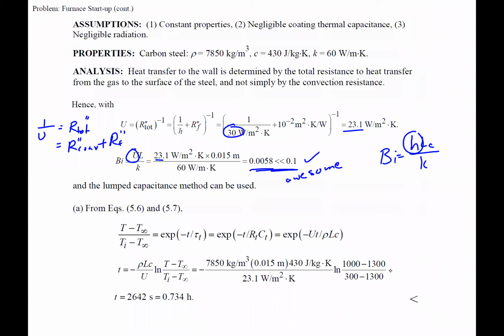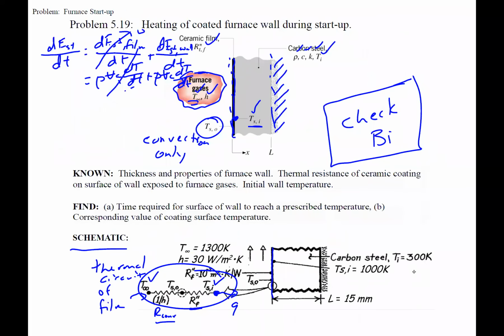And that's what you see here. The time constant is being plugged in, and the values are there. So we rearrange this equation right here for time, and that's where the natural log comes in. We're just rearranging and solving for the time with all the parameters now. Plug in, chug, and we get 2,642 seconds or 0.734 hours. So that was the time required for the surface of the wall to reach the prescribed temperature.